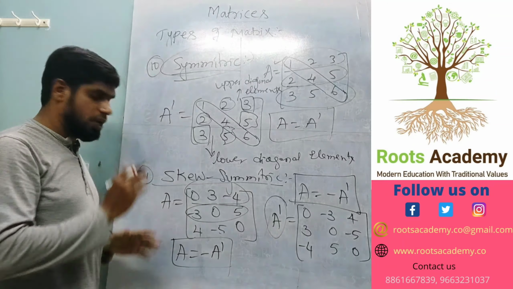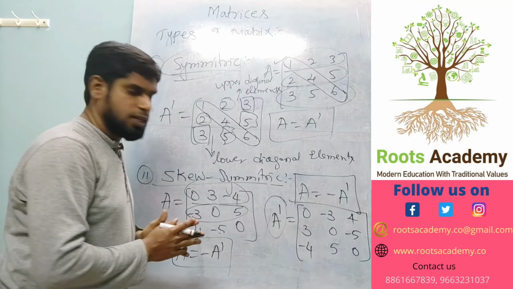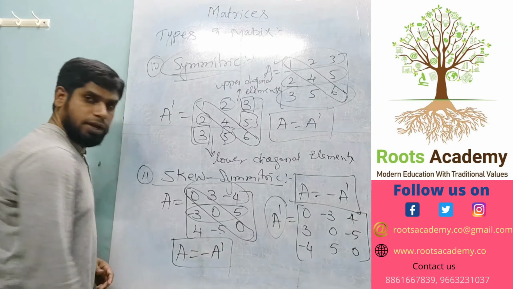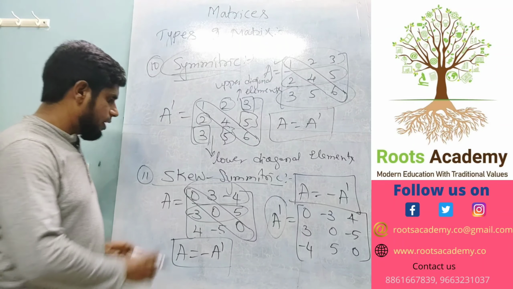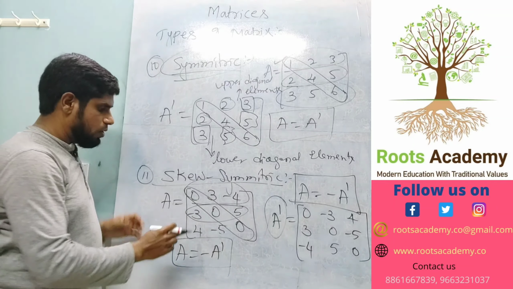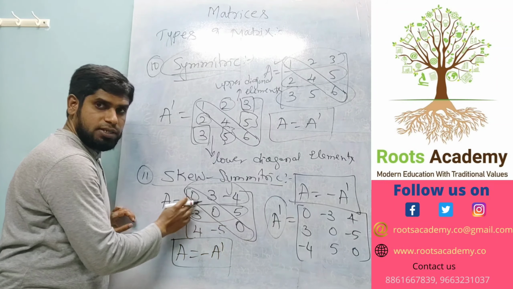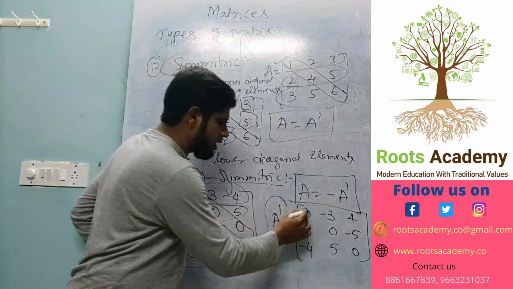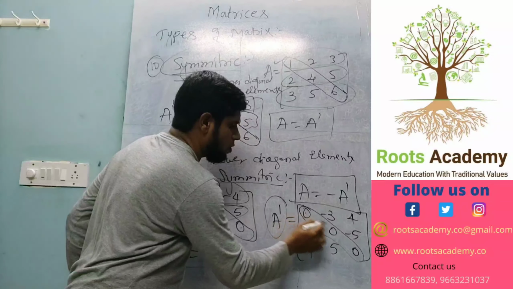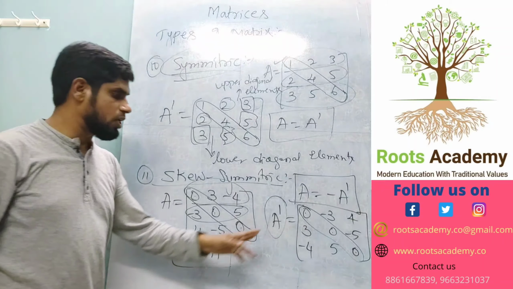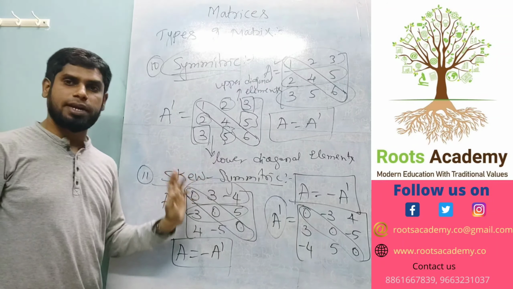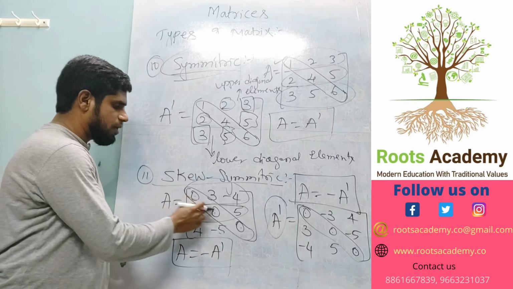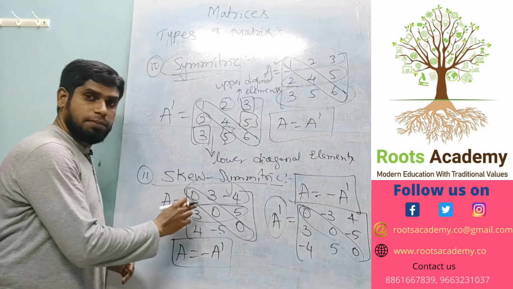And student, if you are checking a skew symmetric matrix, it has one very special property among the types of matrix, because in a skew symmetric matrix the principal diagonal elements must be 0. The principal diagonal elements must be 0. This is the only speciality of the skew symmetric matrix, whereas in any other matrix the principal diagonal elements are not 0, except for the zero matrix.